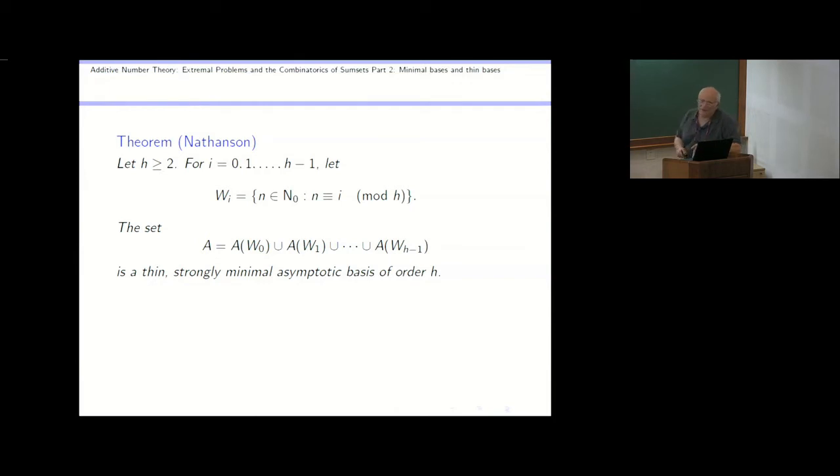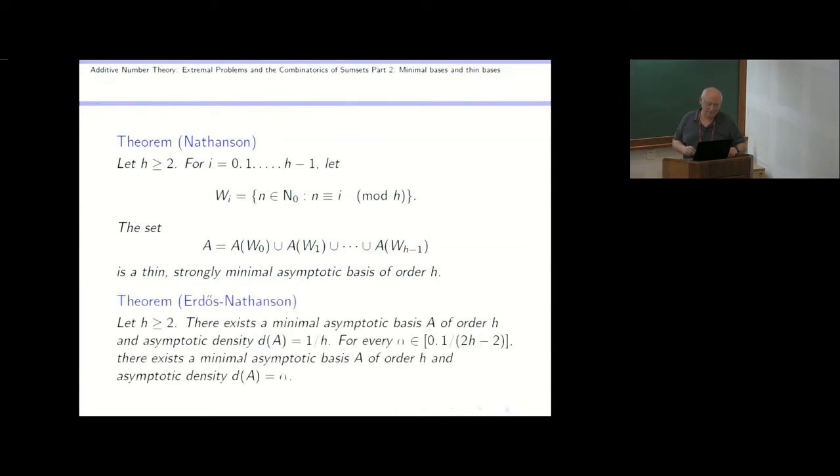And this has been extended to more general things. I mean, there are some technical complications along the way, but yeah. But this gives you very, very sparse minimal bases. Now, what about fat minimal bases? How large can a minimal basis be? So the ones we've seen so far have all had density 0.